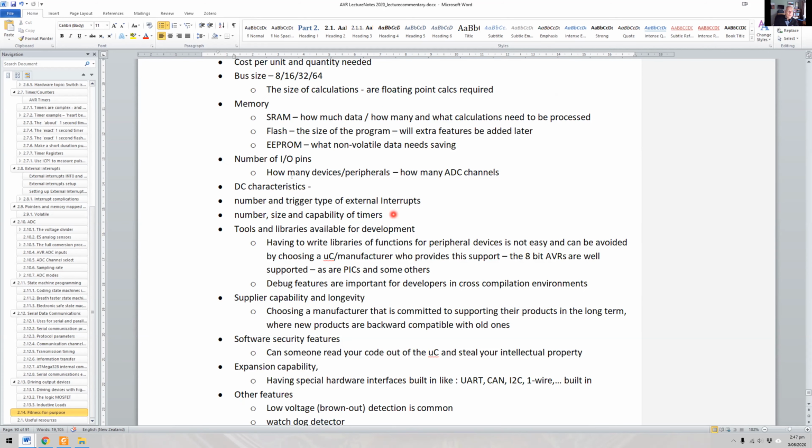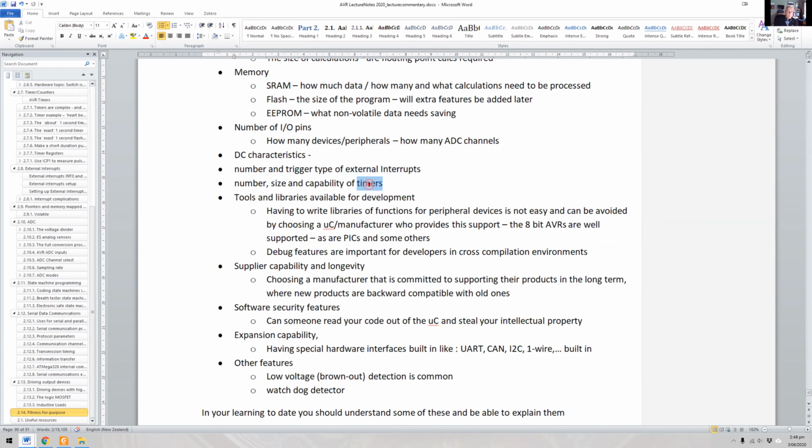How many I/O pins are needed for your particular embedded system, and how many things you have to connect to it, and how many ADC channels you need. What are the DC characteristics? Now, we've looked just now at the DC characteristics and how the internal resistance of the microcontroller for its output pins is quite important for you to understand. How many external interrupt pins there are, how many timers there are.